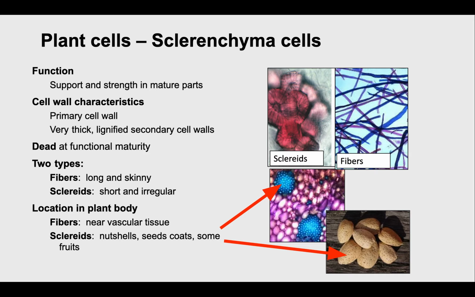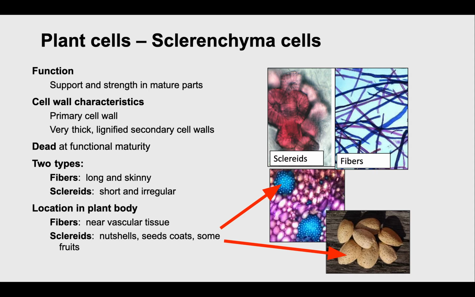They have a primary cell wall, but they also have a very, very thick and lignified secondary cell wall. When I say lignified, it means we have the molecule lignin in it. Basically it gives it this very thick, stiff characteristic. Now these cells are actually dead at functional maturity. So when they are providing support and strength, they are dead. They are no longer living.